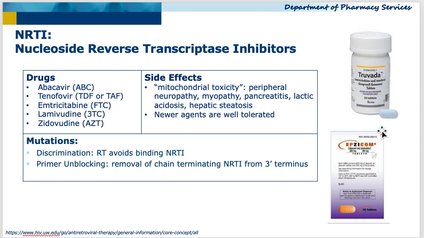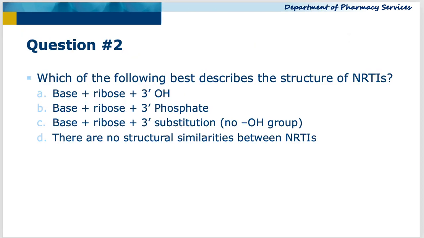A lot of the time we'll see these NRTIs co-formulated with another NRTI, right? Because they're always used as two in a backbone. So Truvada has two different components, and same with Epzicom. It helps to decrease the number of pills that a patient is taking, because if you have to be on two NRTIs anyway, you might as well be taking them as one tablet a day. It will help with adherence. Okay, so that wraps up the NRTI portion.